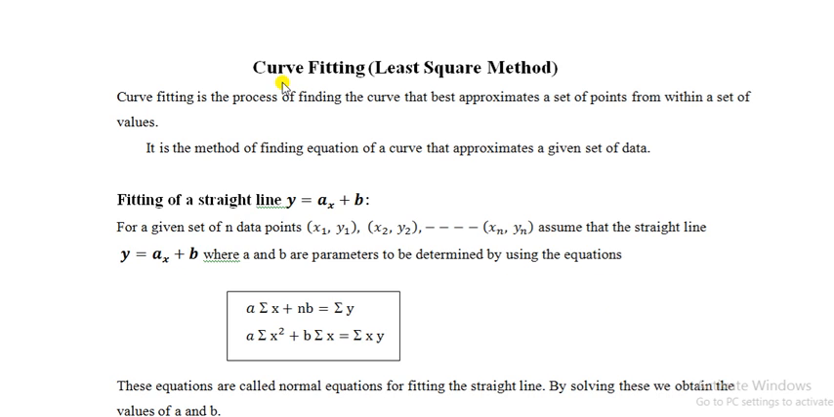Now the second part is curve fitting, also called the least square method. Curve fitting is the process of finding a curve that best approximates a set of points from within a set of values, or it can also be defined as the method of finding the equation of a curve that approximates a given set of data.